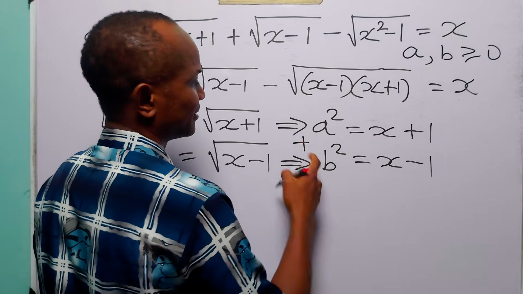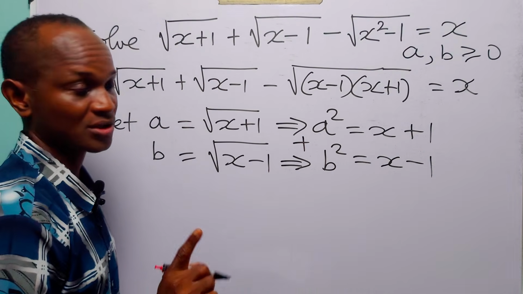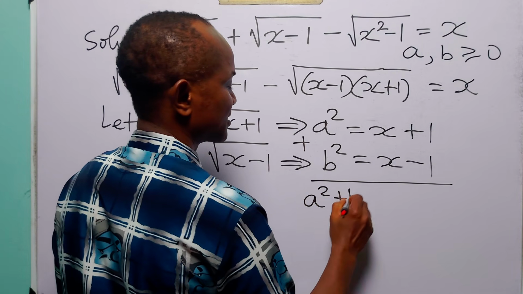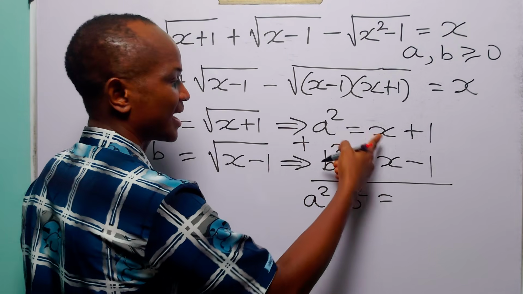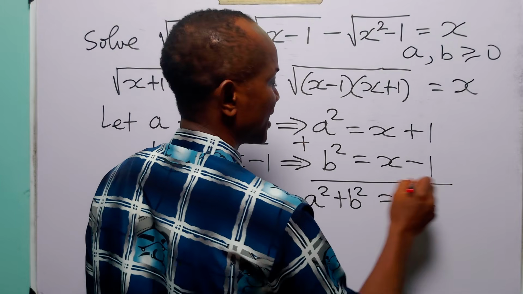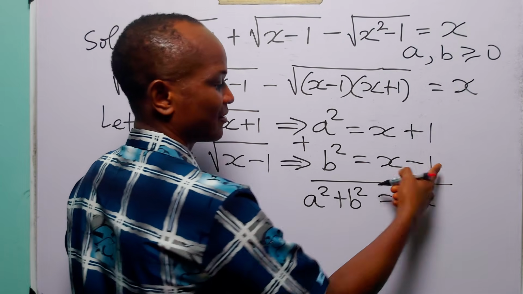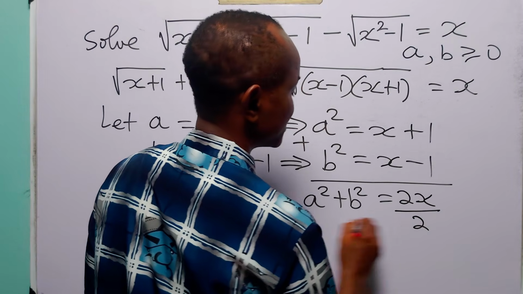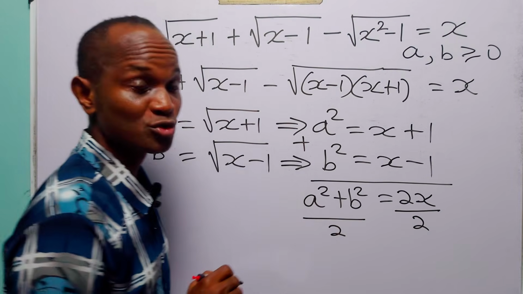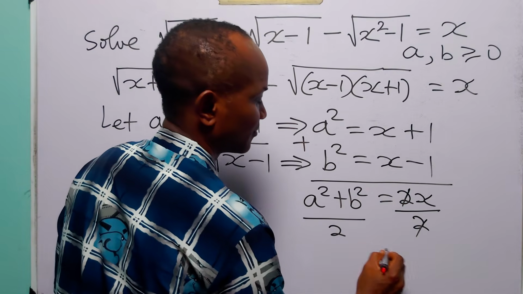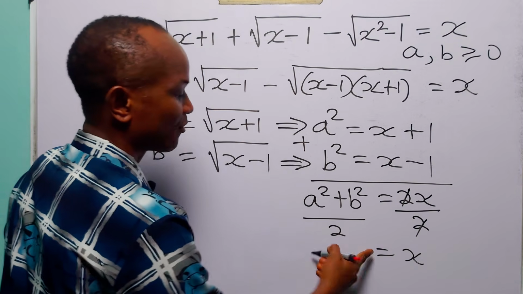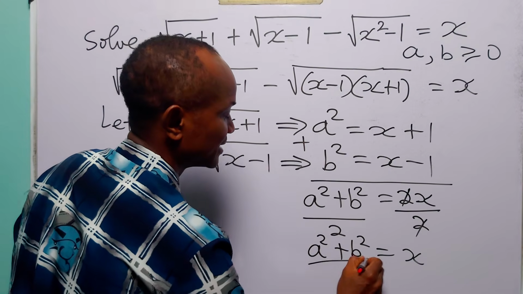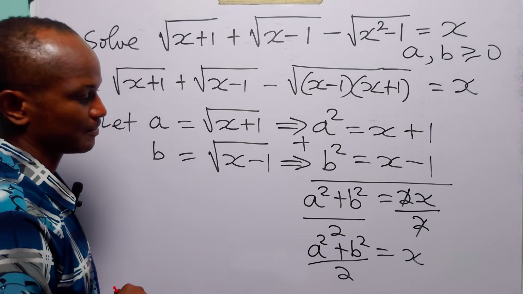Now, if we add these two equations, you will see that a squared plus b squared will be equal to x plus x, which is 2x. Of course, 1 minus 1 is equal to 0. Now, when we divide both sides of this equation by 2, we have that x is equal to a squared plus b squared divided by 2.